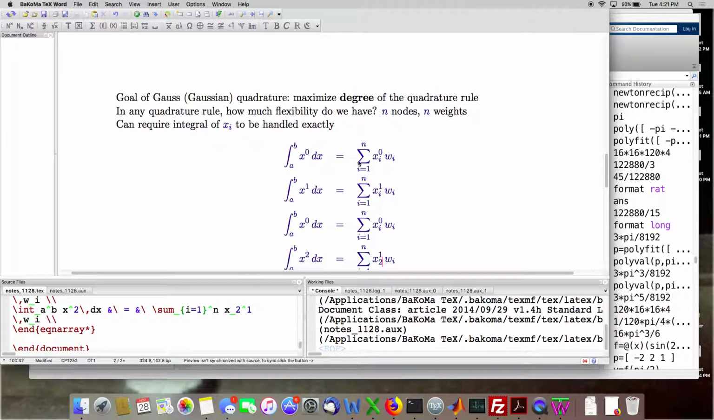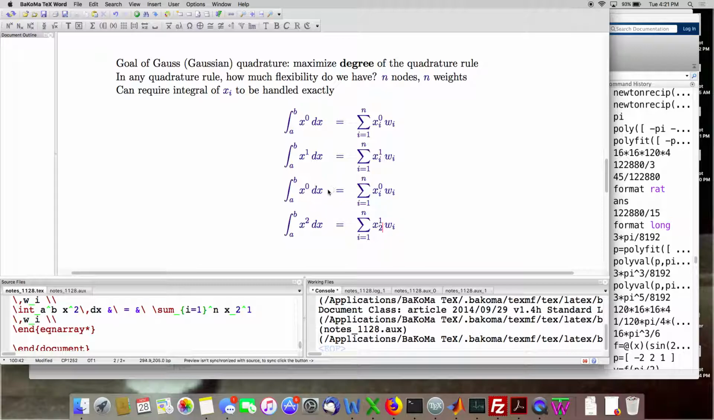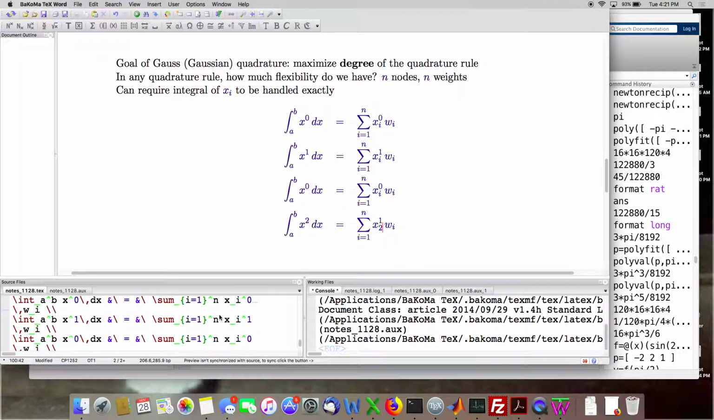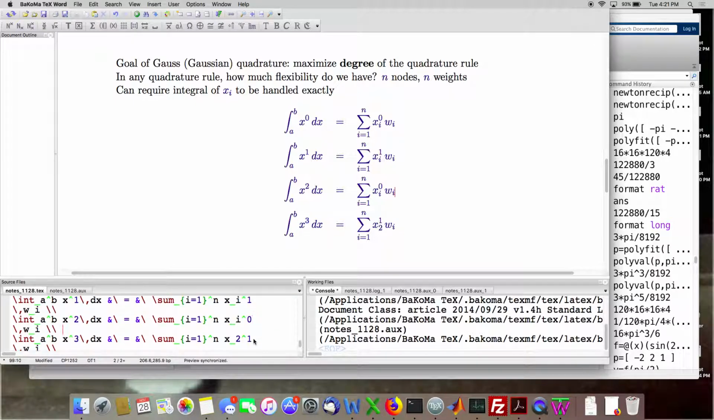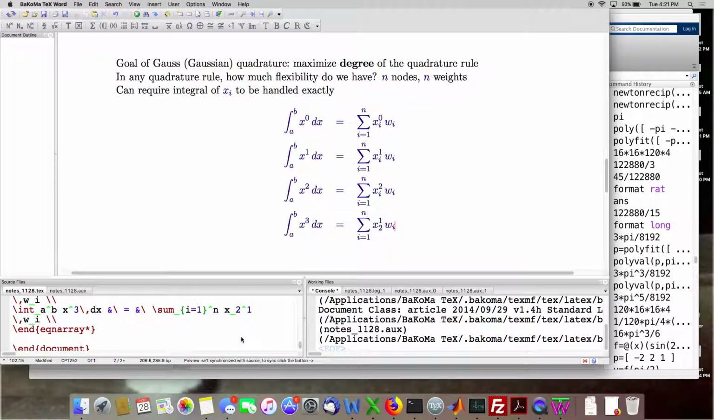So the idea is I can, whoops, I didn't realize I had pasted this as many times as I had. So let me fix that. So x to the 0, x to the 1, 2, 3, and we have the same thing on the right side. That should be x_i cubed.